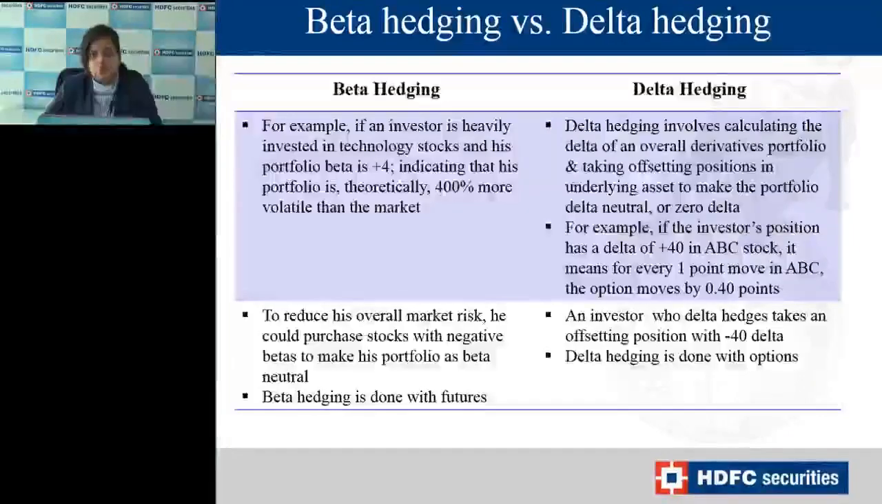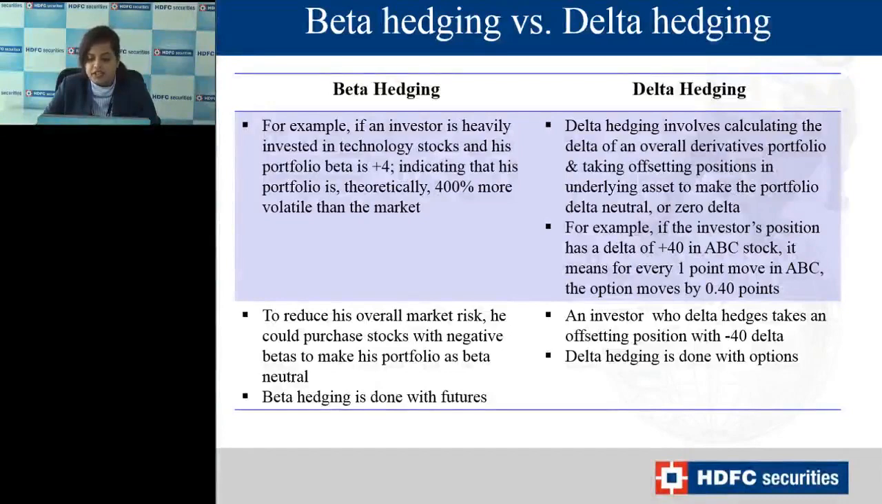So if this investor's portfolio is heavily invested in technology stocks with a positive beta of 4, and the market moves up, then the stocks in his portfolio would be more volatile relative to the market. But if the market comes down, this investor would be equally affected by that downside movement. So in that case, he must take an offsetting position, and that offsetting position for beta hedging would be to purchase stocks with negative beta to reduce his overall market risk. So this is what beta hedging means.